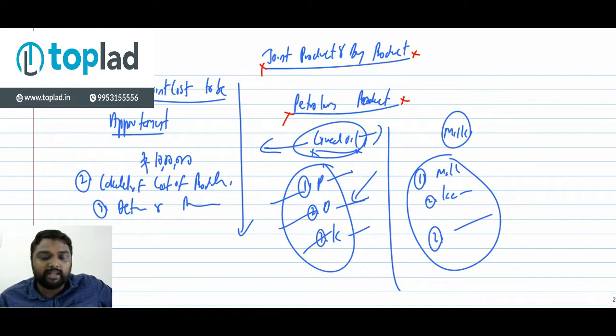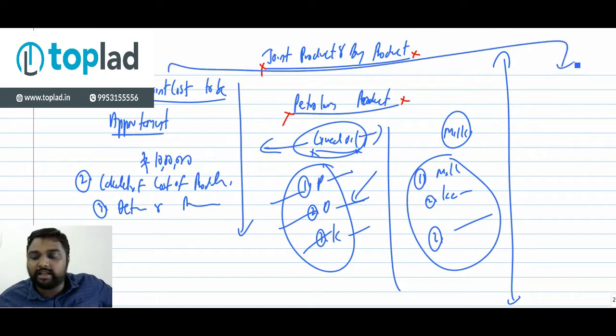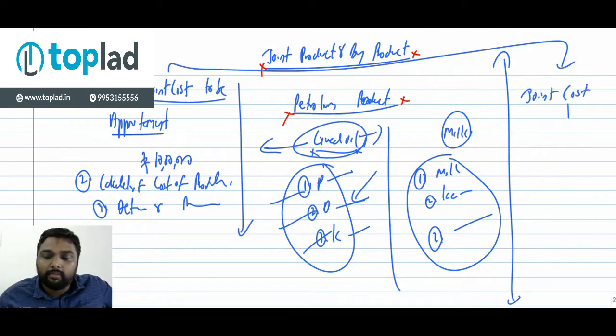So the first point is how to apportion the joint cost. Before discussing how to apportion, first we should know what is the meaning of joint cost. Joint cost is the common cost which has been used for petrol, diesel and kerosene. It has to be apportioned.